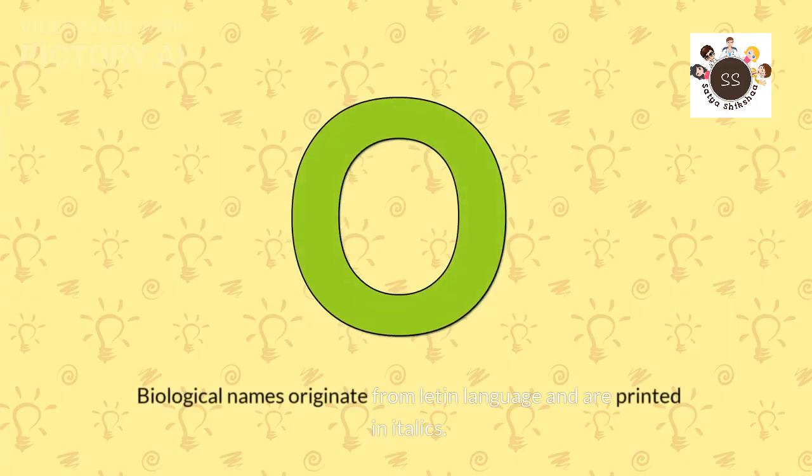Answer is 4. Biological names originate from Latin language and are printed in italics.